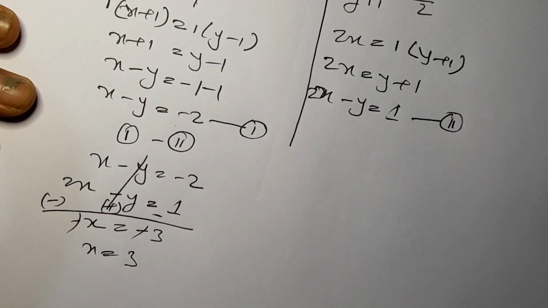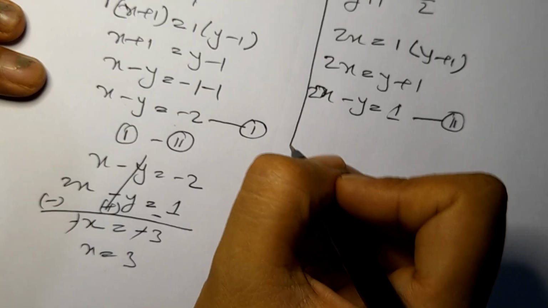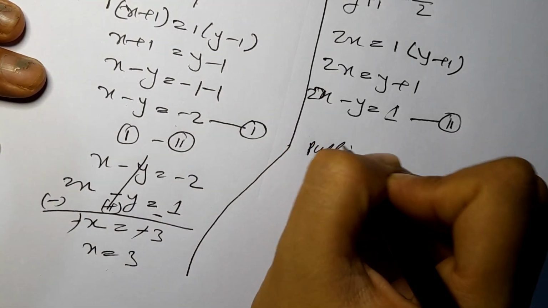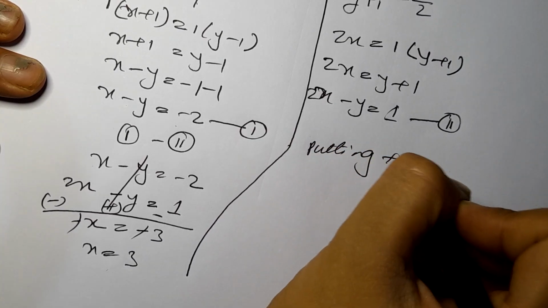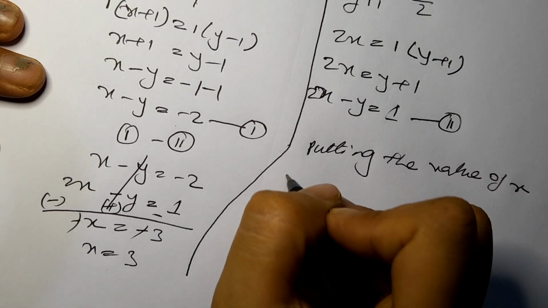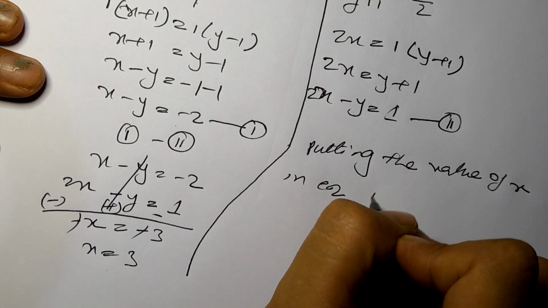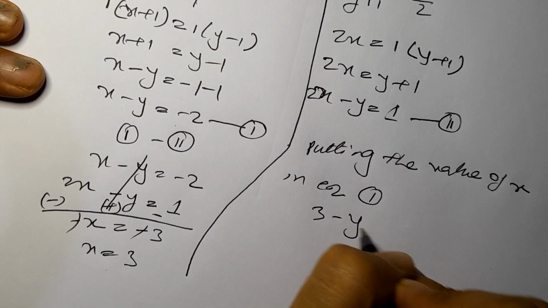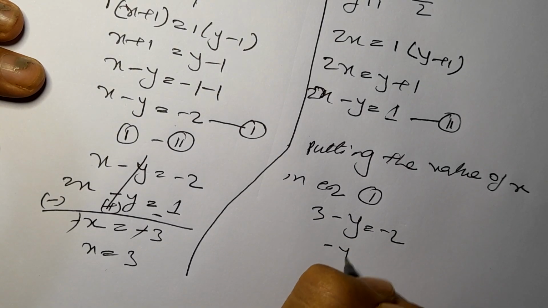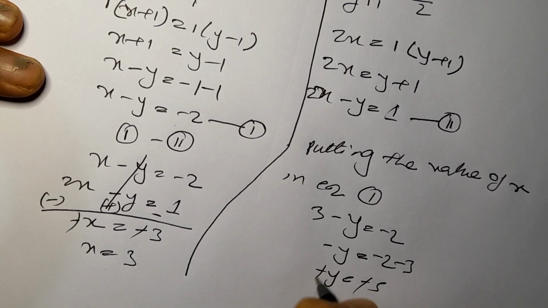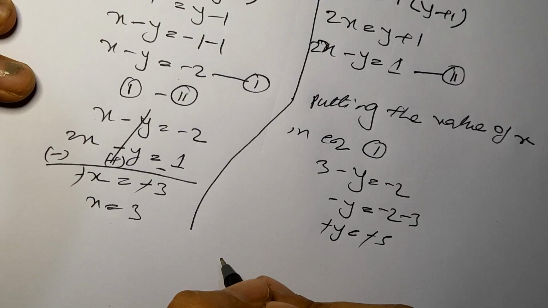Now to find the value of y, putting the value of x in equation 1 will be better. That is x minus y, x will be 3, so 3 minus y equal to minus 2. So it will be minus y equal to minus 2 minus 3. That is minus y equal to minus 5. Minus and minus cancel. Therefore y equal to 5.